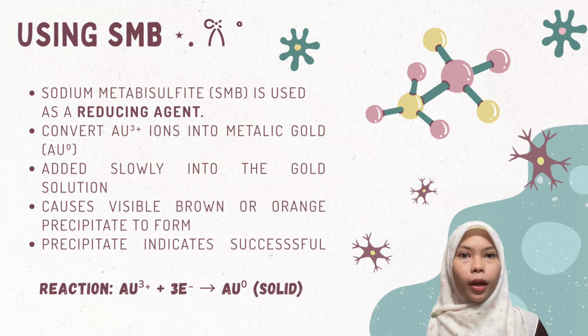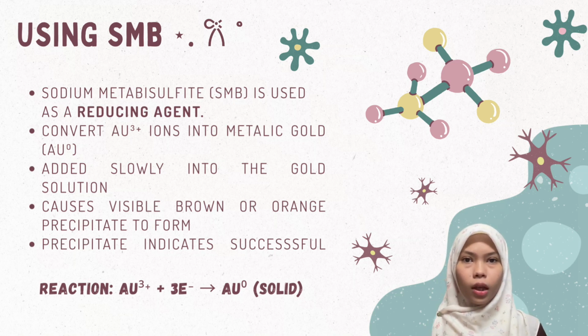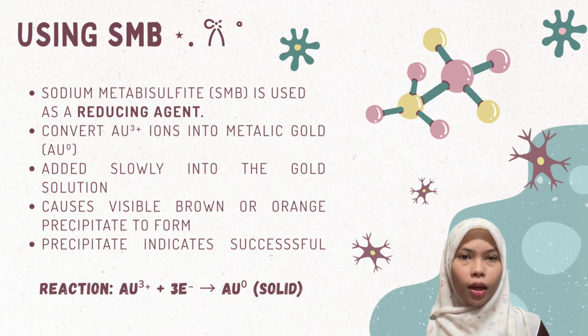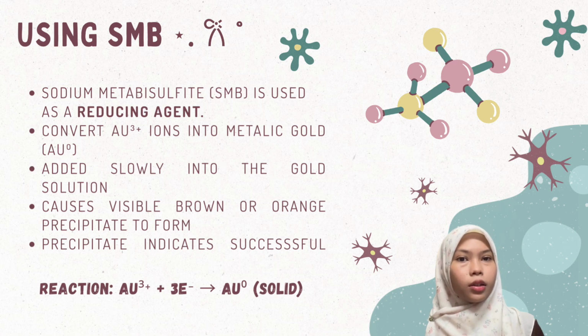Next, a chemical called sodium metabisulfite, also known as SMB, is added slowly into the gold solution. SMB acts as a strong reducing agent. Its main function is to convert gold ion, specifically Au3+, back into metallic gold in its neutral form.